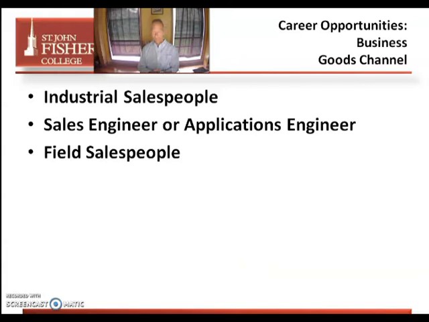Continuing on with our introduction for selling and relationship selling, as I said before, there are many career opportunities in business goods. Many of you, if you're going into a sales role, will find yourself in a business goods sales role. The three major categories, and there are multiple different categories, but the three major categories are your industrial salespeople. Those are people that specifically sell industrial goods to other manufacturers. Some people would call them OEMs, or original equipment manufacturers.